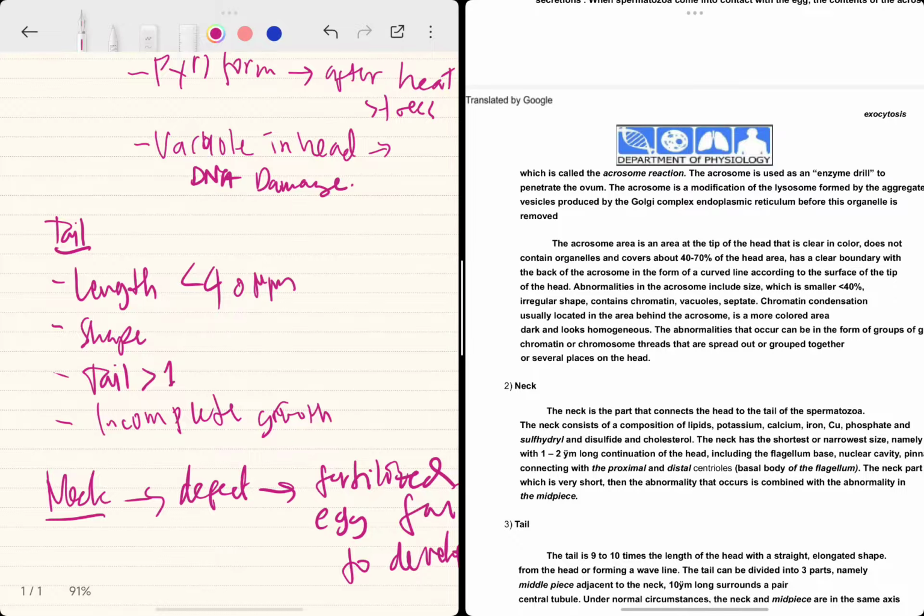And the other abnormalities are because of incomplete growth. So yeah.